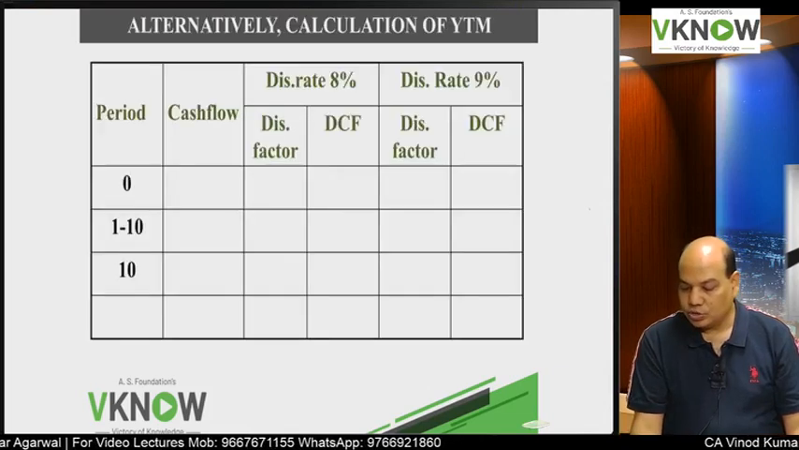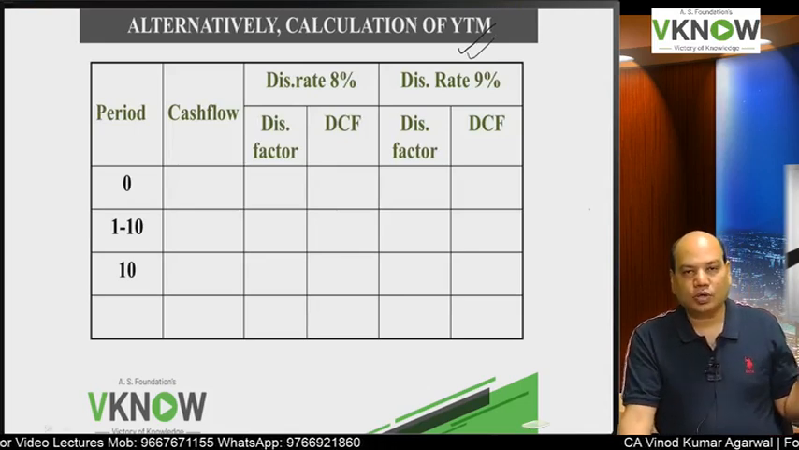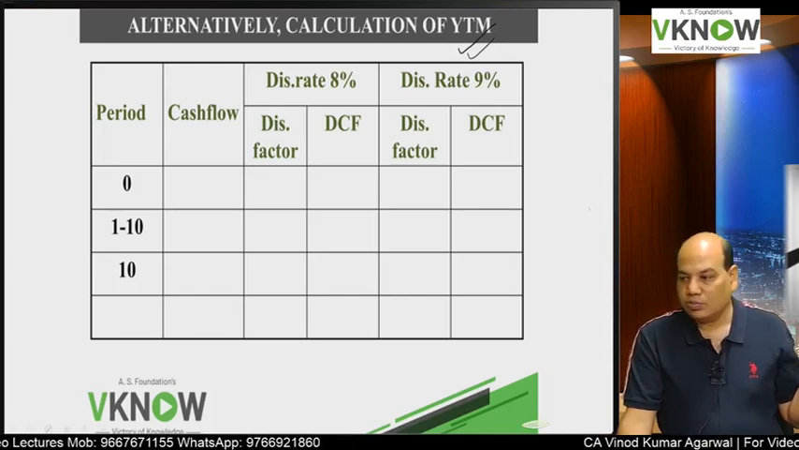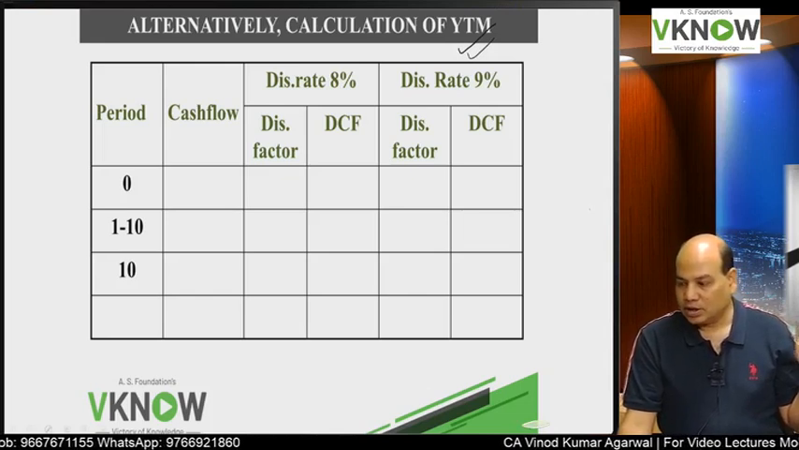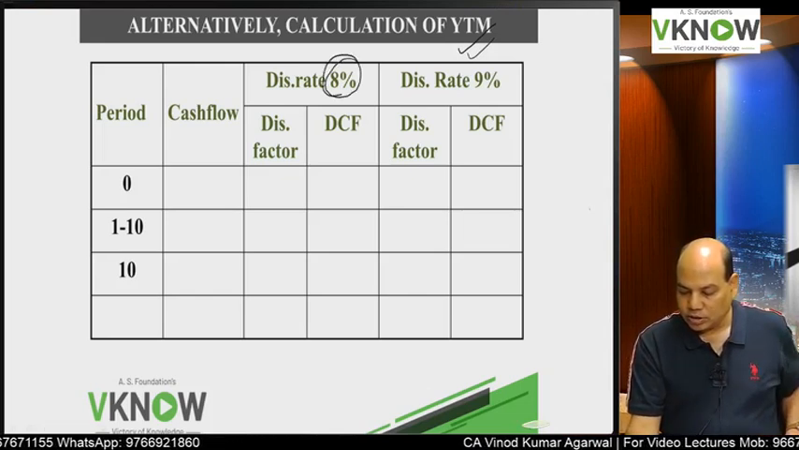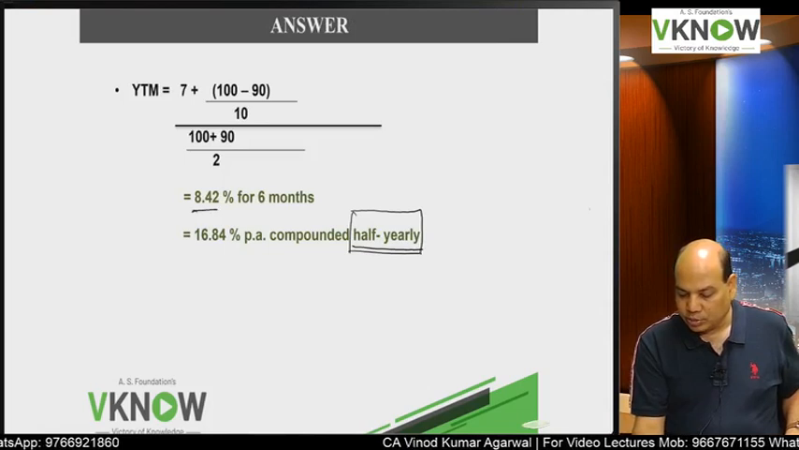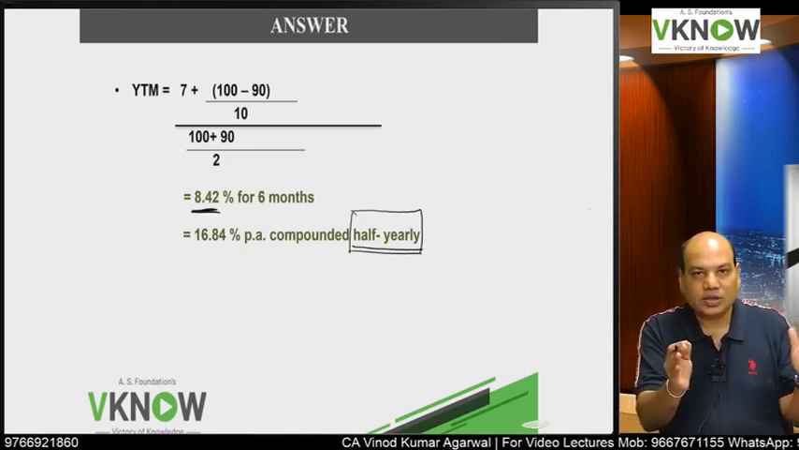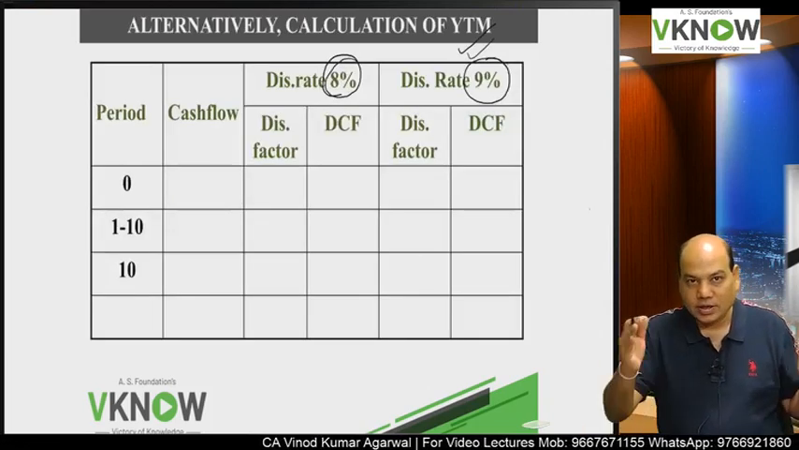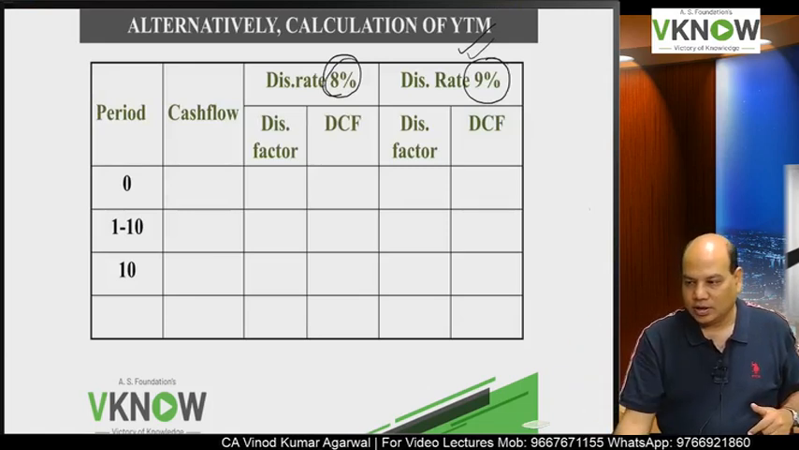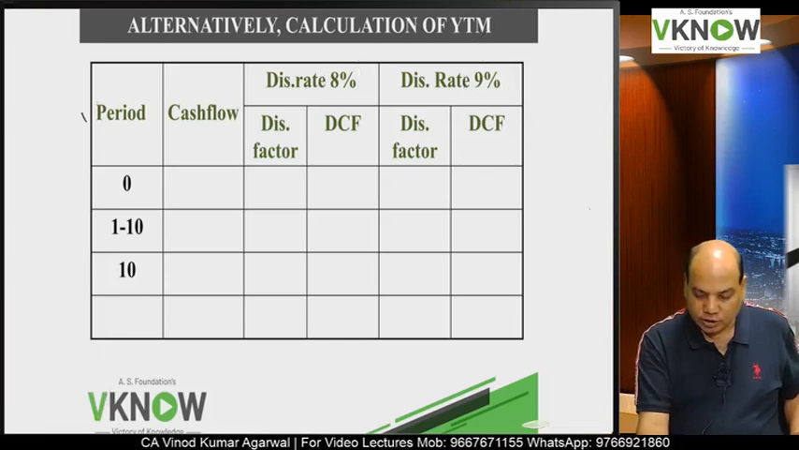Suppose you insist that we should solve by IRR method also, write down alternatively. In the exam you have to solve only once. So this time we are going to solve it again by using IRR method. Under IRR method, we will take one lower discount rate, we'll take one higher discount rate. You have already solved and you have got 8.42%, which means your answer IRR will be somewhere around this same answer, 8.42. So write down 8 as a lower rate, 9 as a higher rate, and there will be 10 half years.